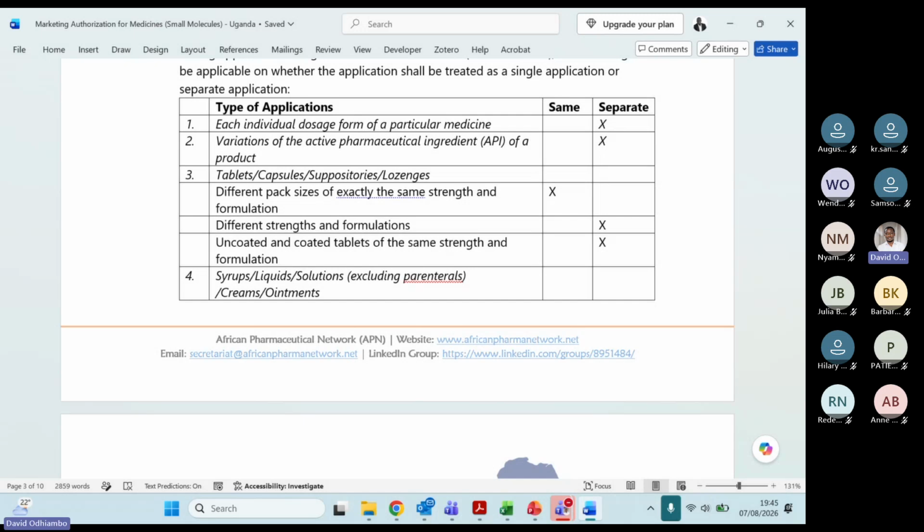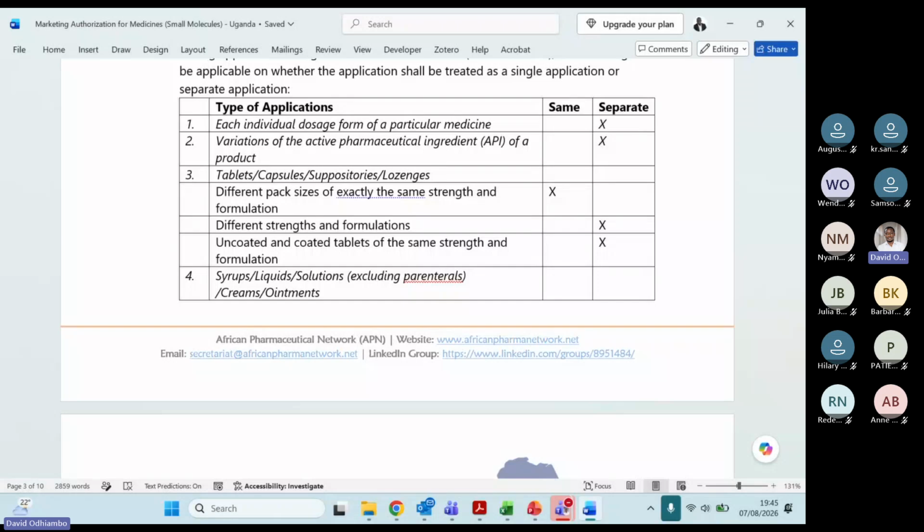The only thing that is changing is the pack size. If you have different strengths and different formulations, those are considered separate. Different strength is, one of them is 100 milligrams, another one is 200 or 300 milligrams of the same product but different strength. Those are 2 different products. I would give a case example here: metformin 500 milligrams, metformin 850 milligrams, and metformin 1 gram. Those are considered as different strengths, and therefore different products.